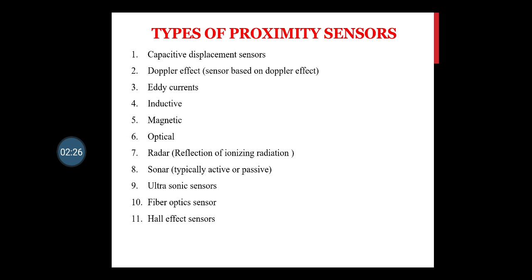So different types of proximity sensors are capacitive displacement sensors, Doppler effect sensors, eddy current, inductive proximity sensors, magnetic, optical, radar, sonar, ultrasonic sensors, fiber optic sensors, and Hall effect sensors. So these are various types of proximity sensors.